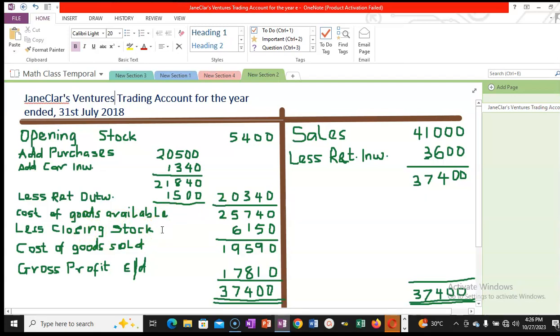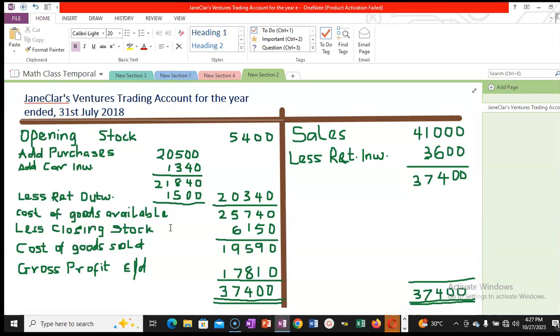All the stock I have, purchases as opening stock. Now, at the end of the accounting year, I discover the amount of stock in my shop. But I want to know the ones I sold, the cost of goods sold. How will I get it? I would simply say cost of goods available minus closing stock. So this is closing stock. When I remove it, I have 19,590, and that's the cost of goods sold. That is all the goods I sold, the value of them all.